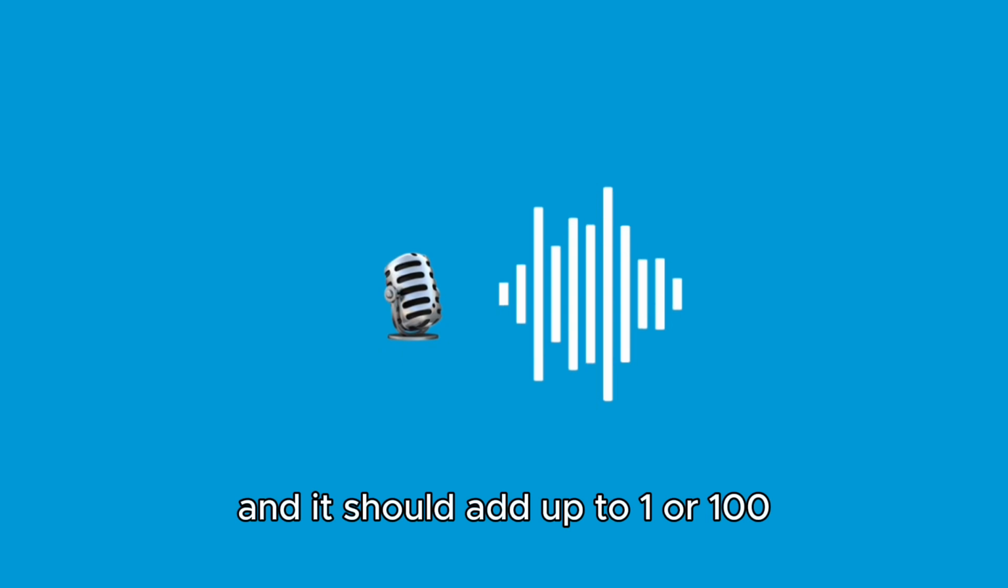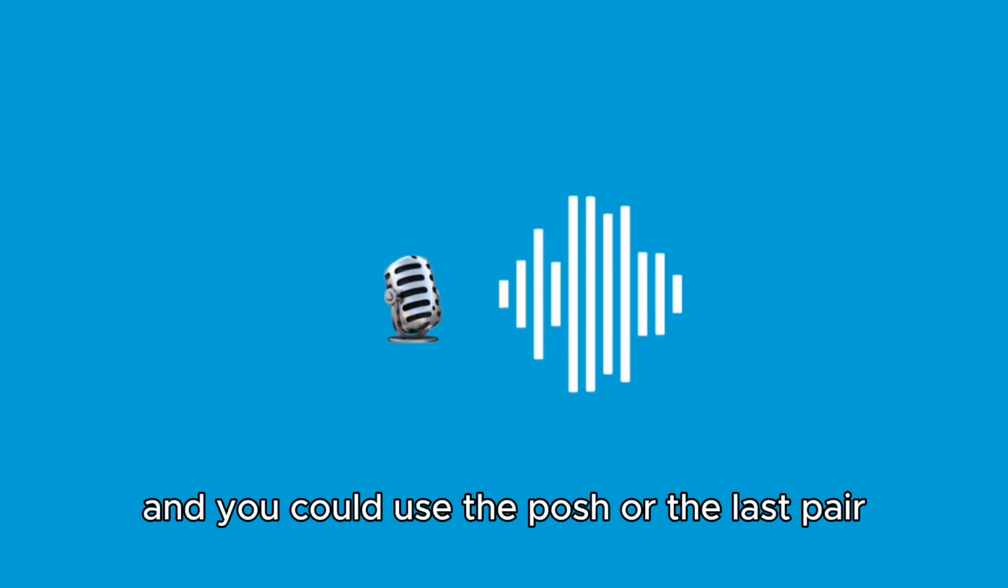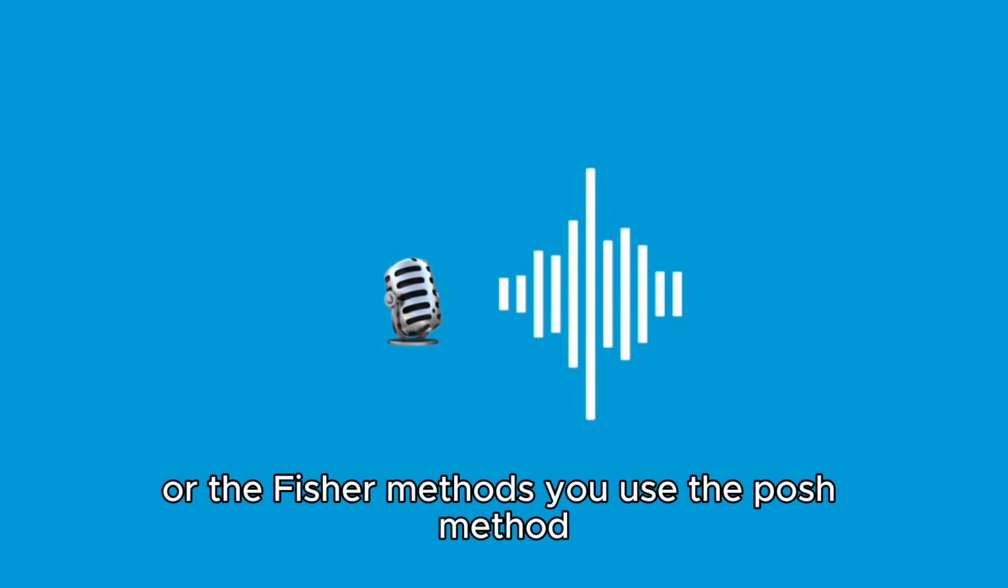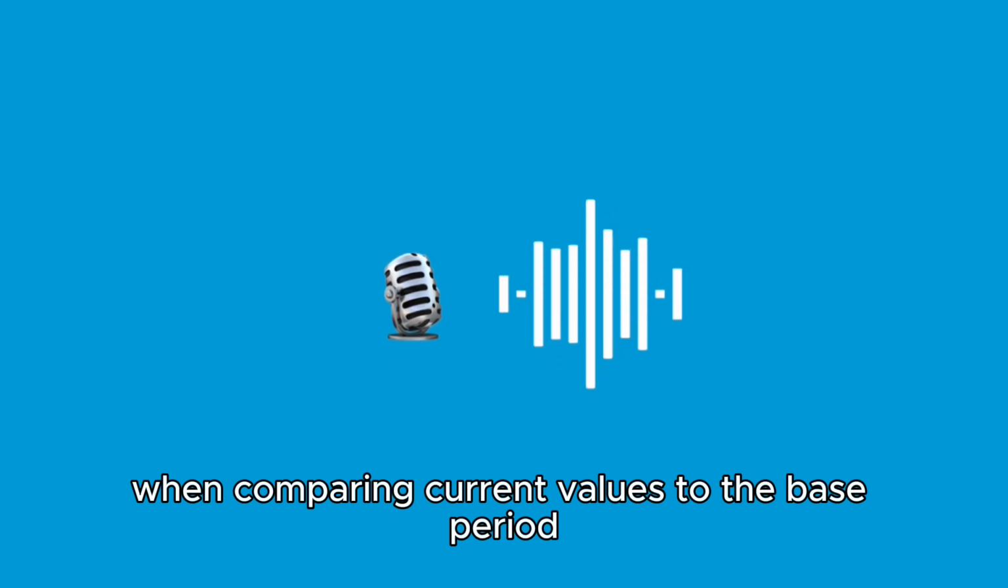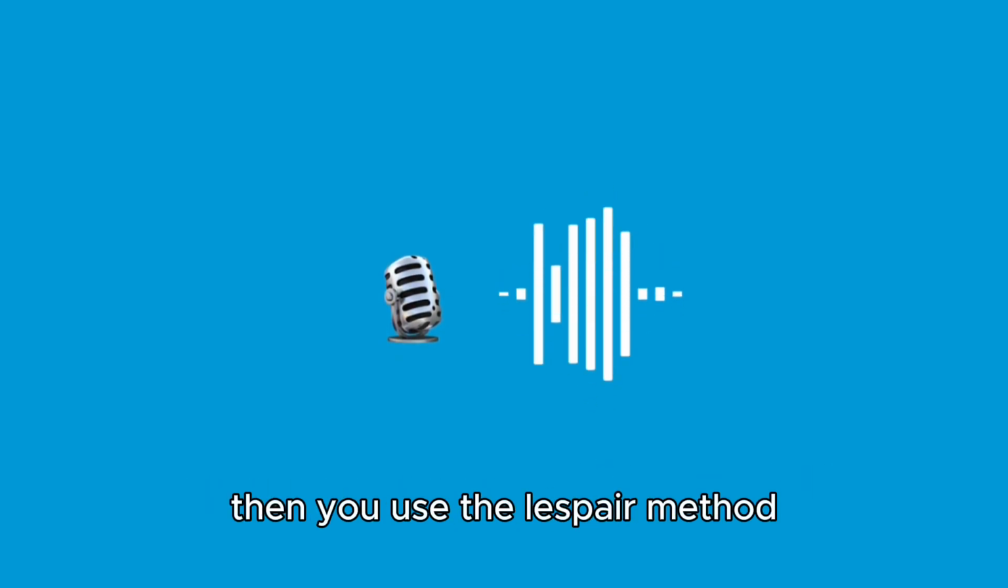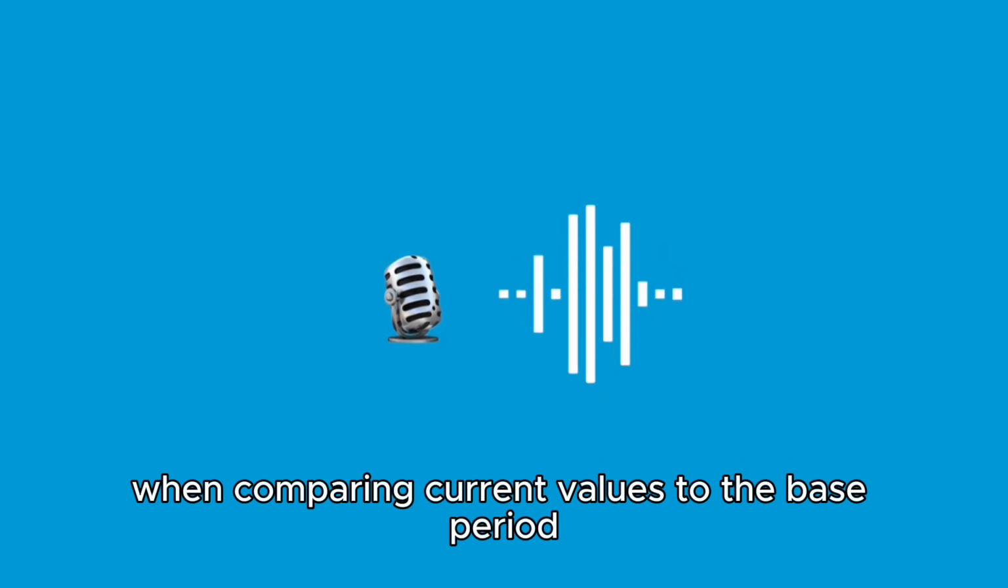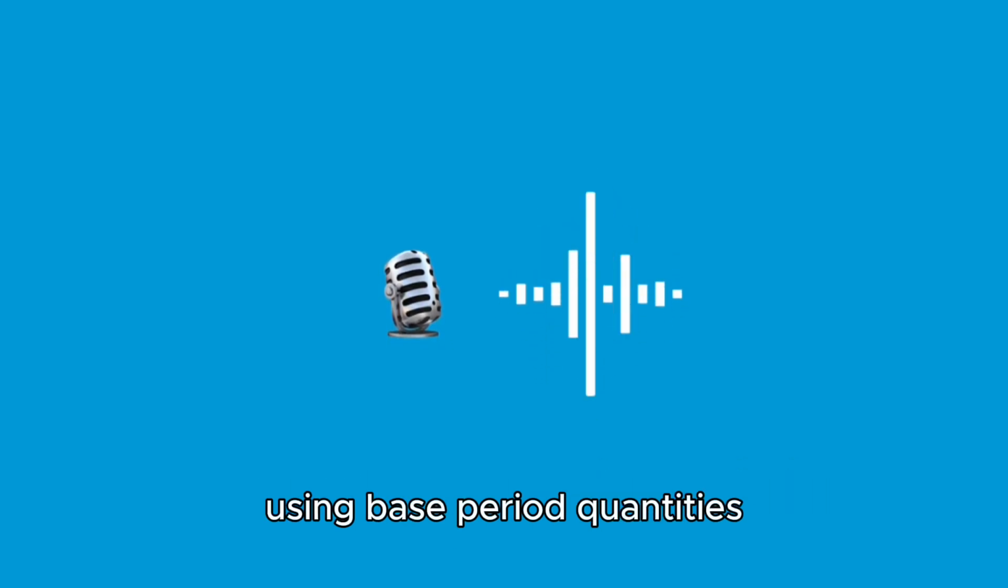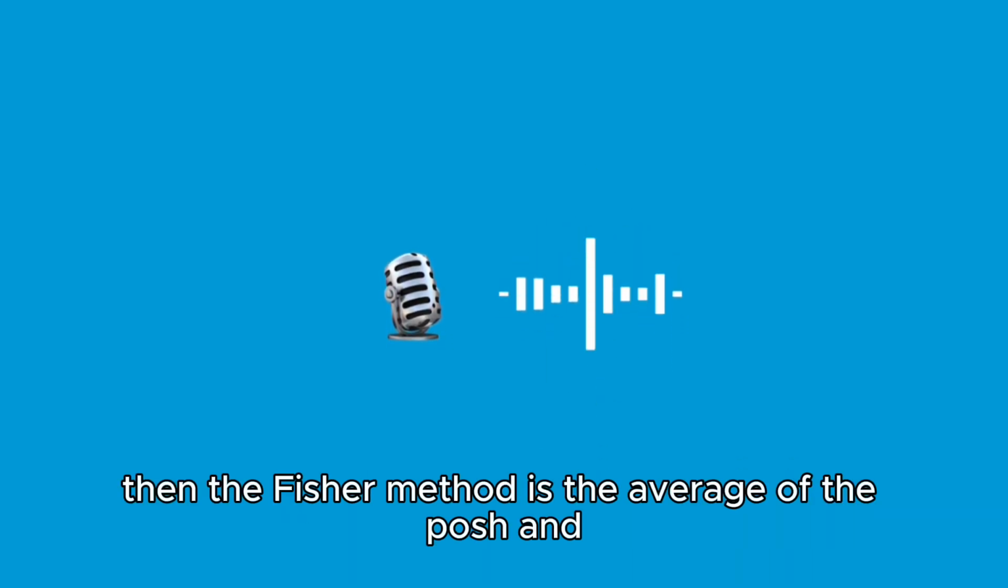And it should add up to 1 or 100, and you could use the Paasche or the Laspeyres or the Fisher methods. So you use the Paasche method when comparing current values to the base period using current quantities. And then you use the Laspeyres method when comparing current values to the base period using base period quantities. And then the Fisher method is the average of the Paasche and Laspeyres method.